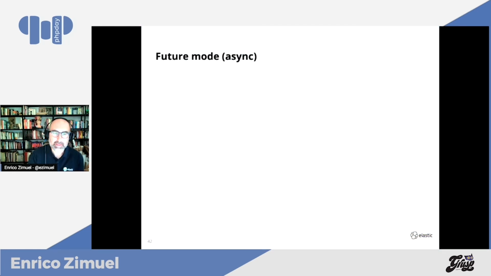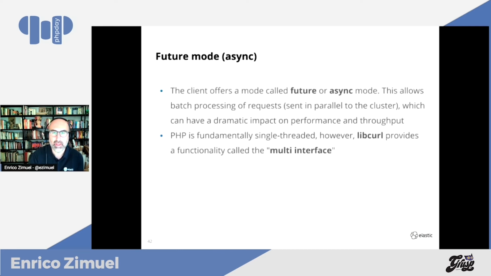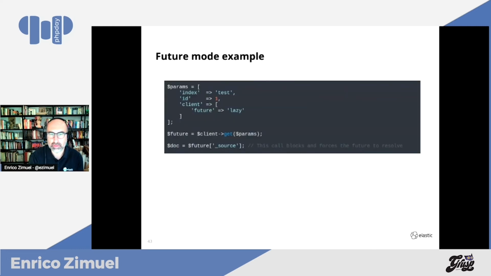Okay. In Elasticsearch PHP, you can even perform asynchronous operations. So you can call asynchronous endpoints. This is called future in the terminology of Elasticsearch PHP, and this is provided by the libcurl implementation, because PHP is fundamentally single-threaded, but there are some libraries like libcurl to perform HTTP connections that provide a parallel, asynchronous way to execute HTTP calls. How to do that? Very simple.